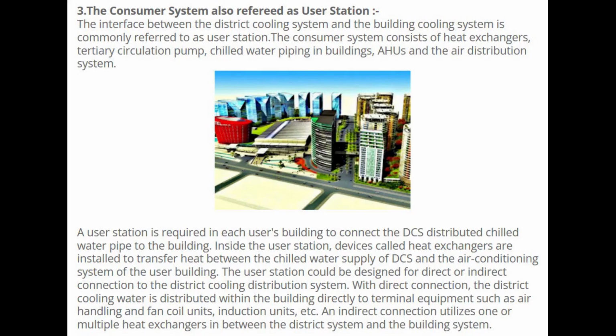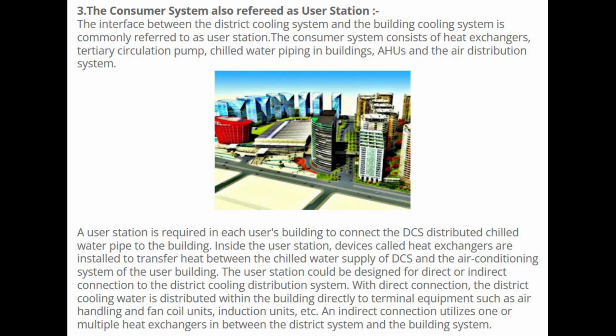Number 3. The consumer system, also referred to as user station. The interface between the district cooling system and the building cooling system is commonly referred to as user station. The consumer system consists of heat exchangers, tertiary circulation pump, chilled water piping in buildings, AHUs, and the air distribution system. A user station is required in each user's building to connect the DCS distributed chilled water pipe to the building. Inside the user station, devices called heat exchangers are installed to transfer heat between the chilled water supply of DCS and the air conditioning system of the user building.